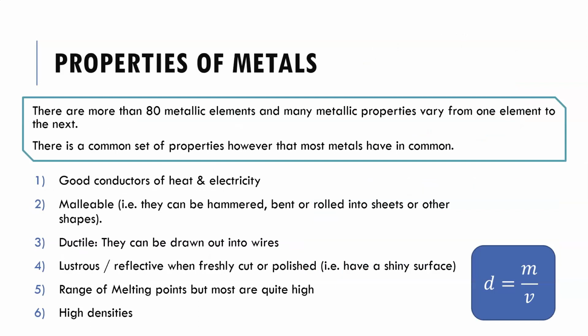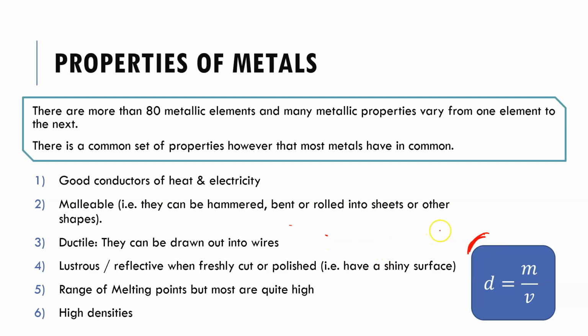As we said, these are the properties of our metals. There are more than 80 metallic elements, and they vary in how metallic they are according to their position in the periodic table, by how easily they lose their electrons. These properties are common between most metals. There are some exceptions. And I'd like to draw your attention here to this formula that we have for density.